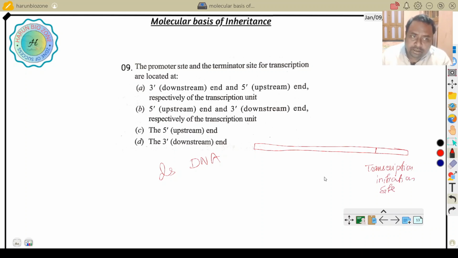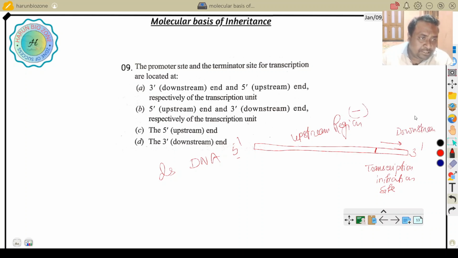Okay, so here from the transcription initiation site, this is the 5' region, this is the 3' region. Transcription occurs from this region to this region. The opposite of the transcription initiation site, towards the 5' end, is called the upstream region, and from the transcription initiation site, this region is called the downstream region. Upstream is symbolized by negative and downstream by positive.